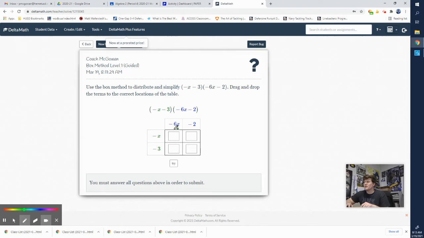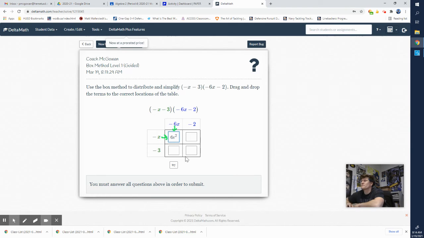So to make this box happen, I'm thinking, okay, I'm multiplying here, and I'm multiplying this one here to make that box happen, right? So I'm thinking negative x times negative 6x. And just like multiplying our monomials, you multiply the coefficients together, and then you combine the same variables by adding those exponents. Negative 1 times negative 6 makes positive 6. X times x, that's x to the first power. X to the first power, that's invisible, right? So add those together, it makes x squared.